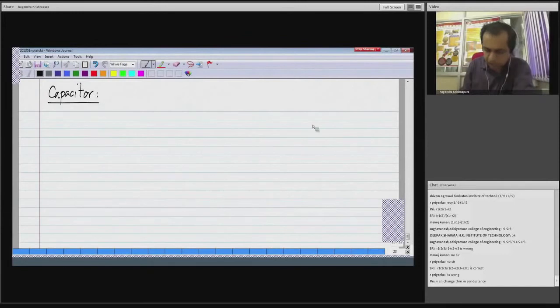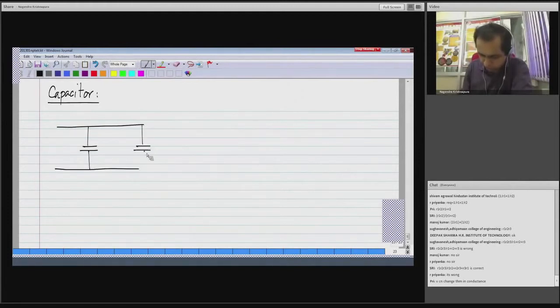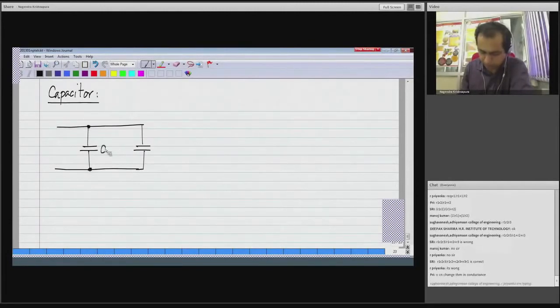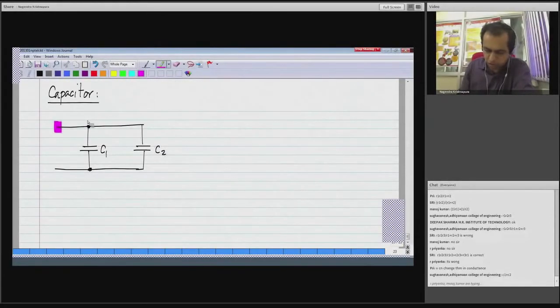let's say we take a capacitor and we can connect them in series and parallel. So let me first consider a parallel connection of capacitors, C1 and C2. So what will be the equivalent of this looking from these two terminals?